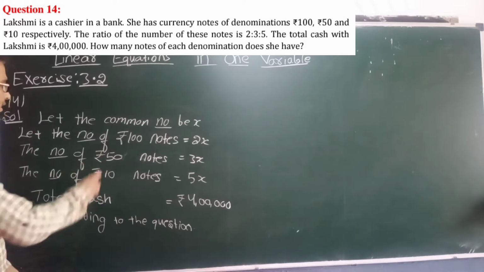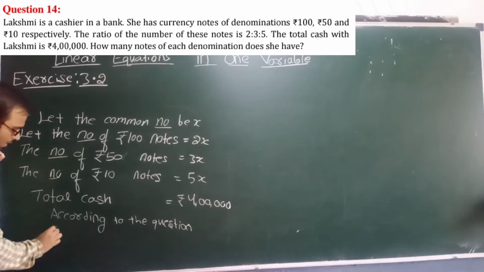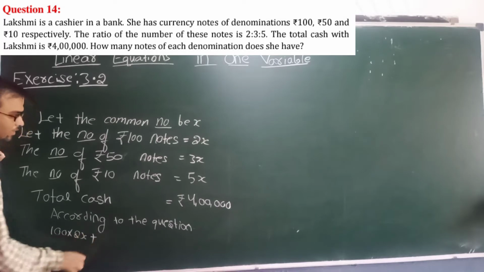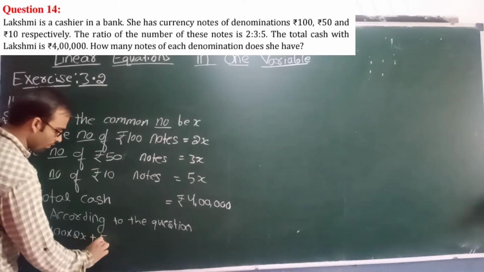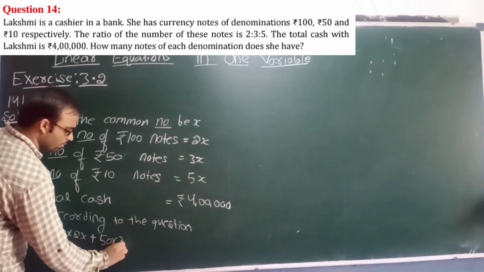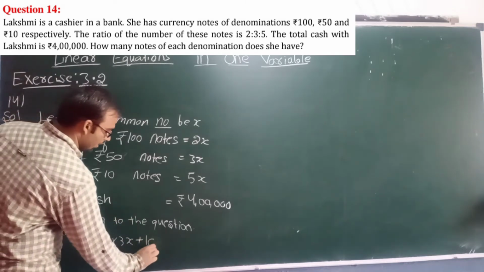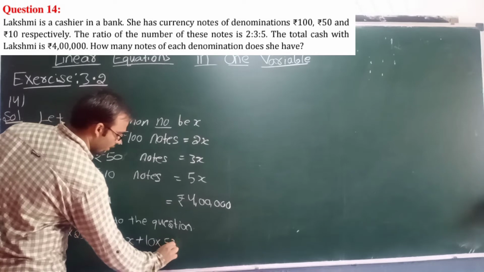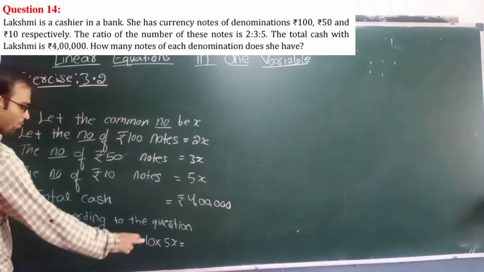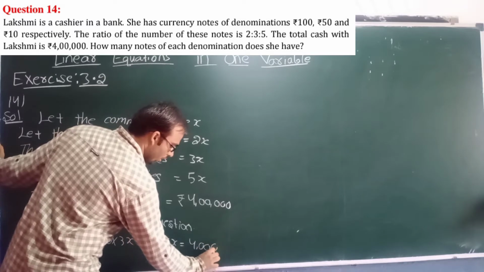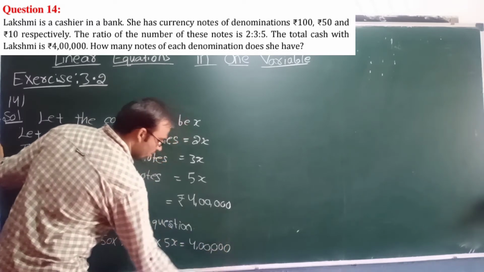We don't know, no? So let us take the value of 100 rupees notes as 100 into 2x. The value of 50 rupees notes is 50 into 3x. And the value of 10 rupees notes is 10 into 5x. Okay, so all this counts how much? All these notes count 4 lakh rupees.